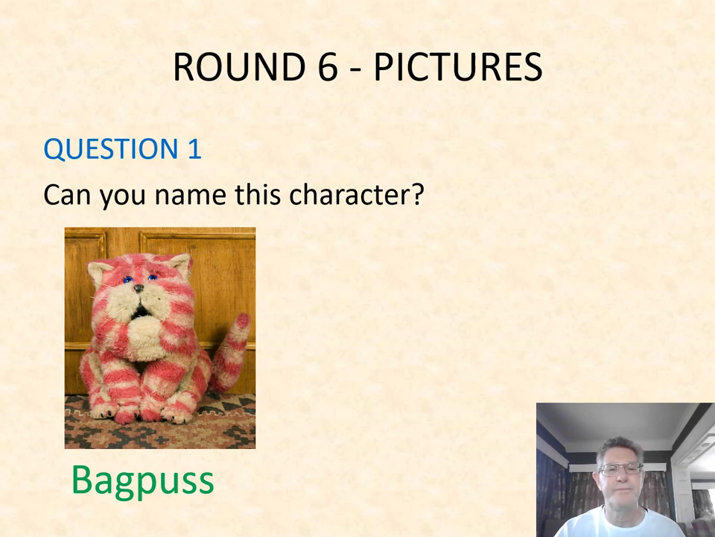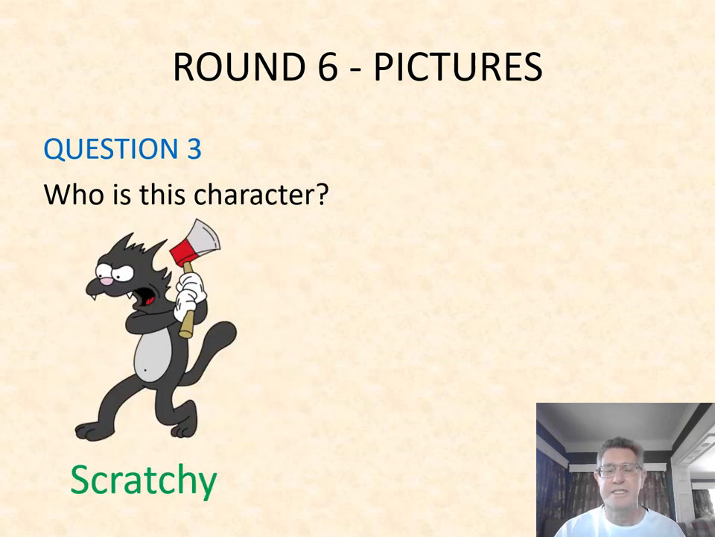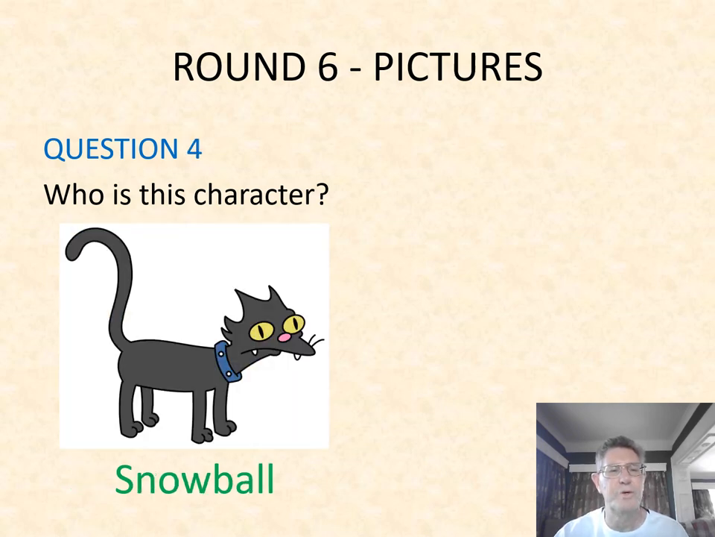Number two, what is the name of this character? That's Postman Pat's cat, Jess. So Jess is the answer. Number three, who is this character from The Simpsons? It is Scratchy. Of course, his mortal enemy is Itchy the mouse. Number four, who is this character again from The Simpsons? It is their pet cat called Snowball.